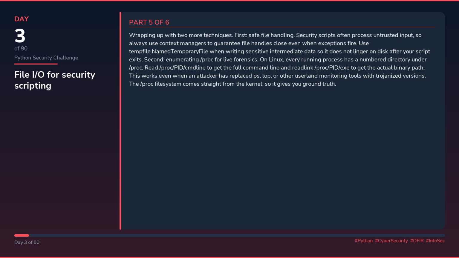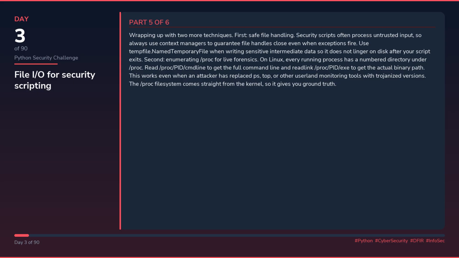Wrapping up with two more techniques. First, safe file handling. Security scripts often process untrusted input, so always use context managers to guarantee file handles close even when exceptions fire. Use tempfile.NamedTemporaryFile when writing sensitive intermediate data so it does not linger on disk after your script exits.